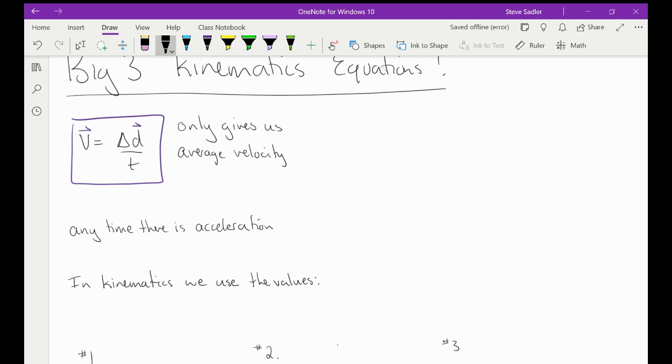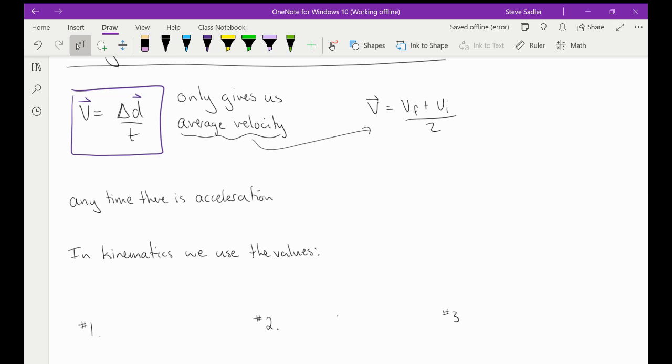Average velocity. Also, you might see on your formula sheet this formula. This also gives us average velocity: V final plus V initial divided by 2. This is also an average velocity formula. But anytime there is acceleration, we can't use average velocity, which means we can't use those formulas.